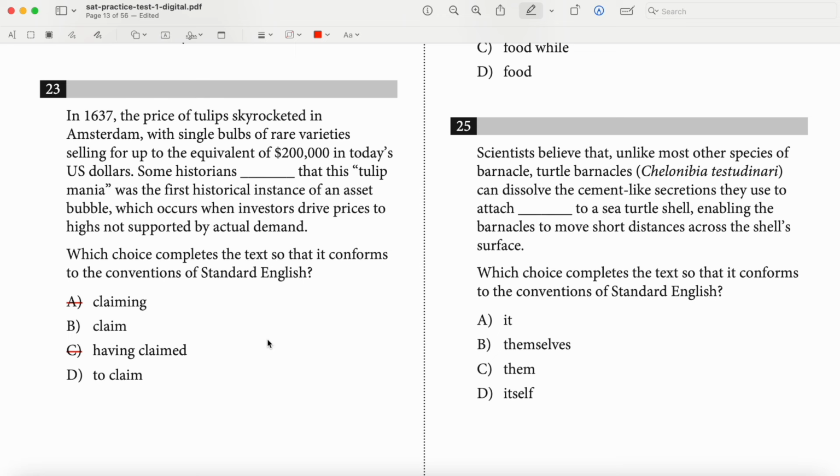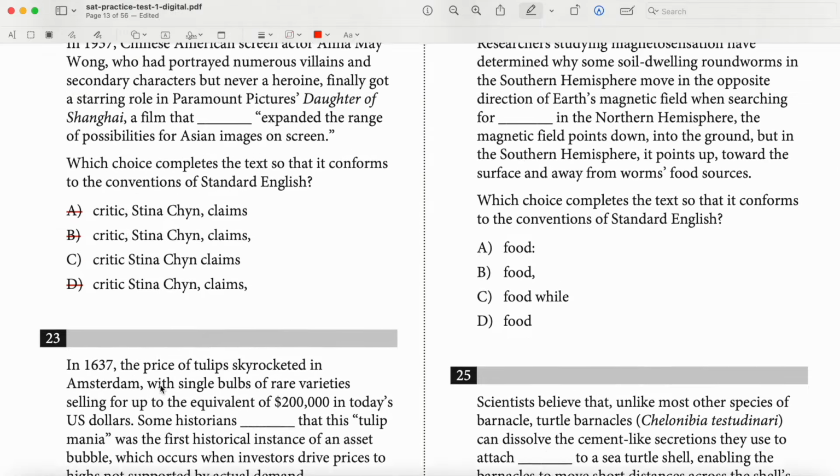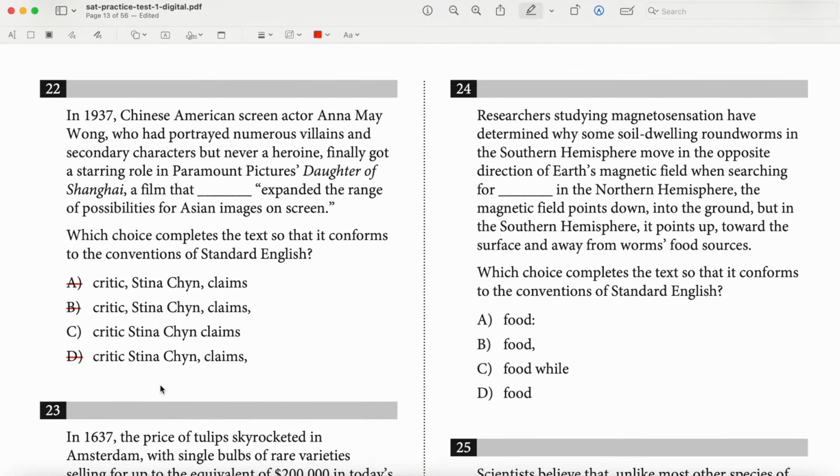Now, it's a little bit tricky because some students are going to look at this and think, oh, they're talking about some example from history, from the past, so I need the past tense. And they'll pick C. But if you plug it in, it sounds like trash. And the reason why is that historians are claiming right now, in the present: some historians right now claim that this mania was the first historical instance of an asset bubble. And that's why the present tense works here. That's why it sounds the best. But the others just sound like trash. Get rid of them. If it sounds really bad, that's good enough here. Is that clear? Yep. Okay, good. Question 24 is tough. This is one of the toughest on the practice test.